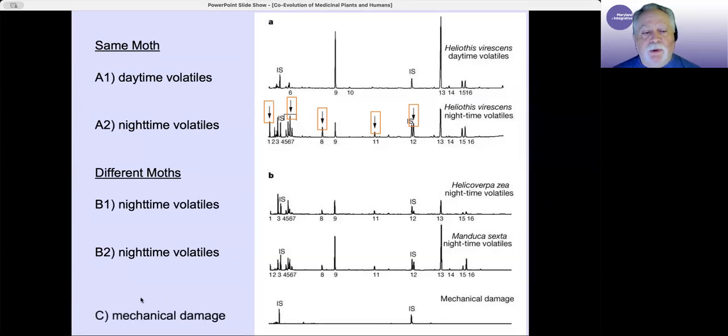And if we talk about mechanical damage often being the same as the wounding element from insects, here we have mechanical damage and there's no signaling at all. So there's something in the saliva of that particular moth that elicits a response at night to attract those wasps. So again, this is what they call a very tightly coupled relationship.